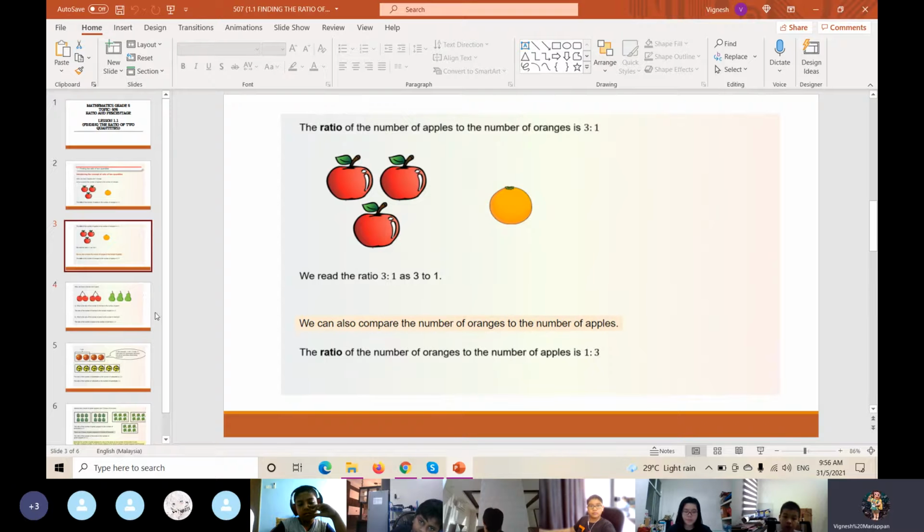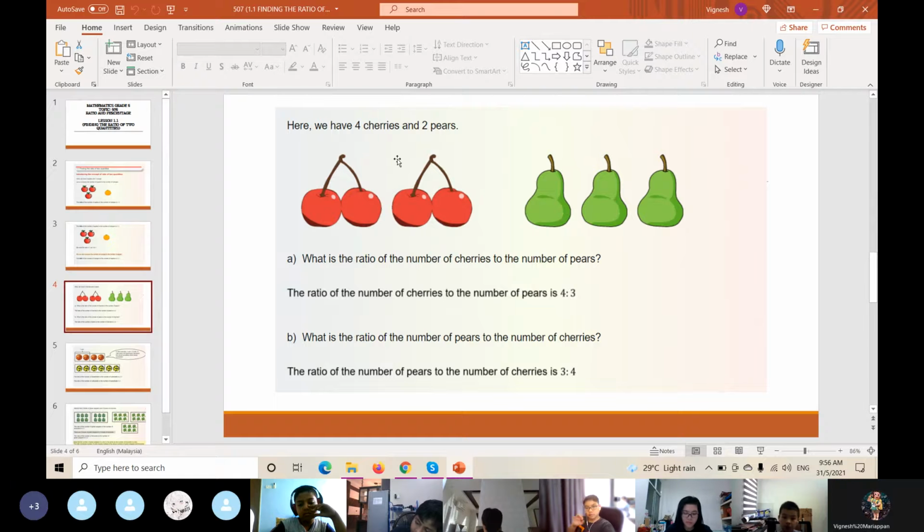Okay, let's say we have 4 cherries and 3 pears, also fruits. So let's say if you want to find the ratio of the number of cherries to the number of pears, what is the ratio of number of cherries to the number of pears, class? 4 to 3. 4 to 3. If the question asks to find the ratio of number of pears to the number of cherries, it means 3 to 4. 3 to 4. Very good.